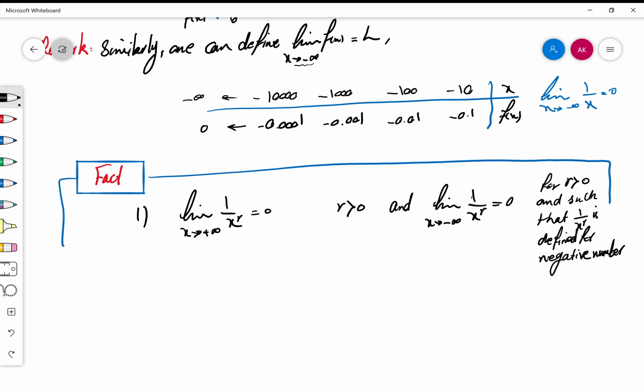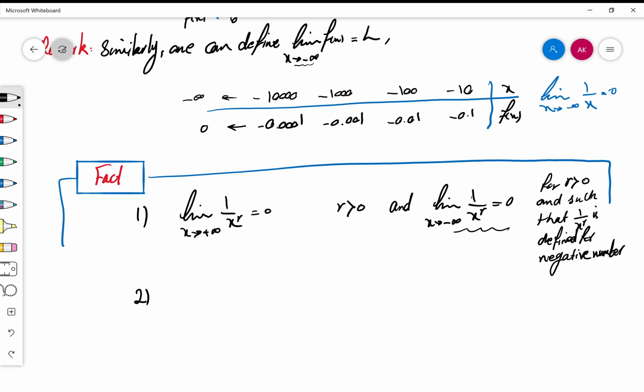Well, for example, if it is 1 over x to the power half, there will be some problem. It's not defined on the negative side of the x-axis.